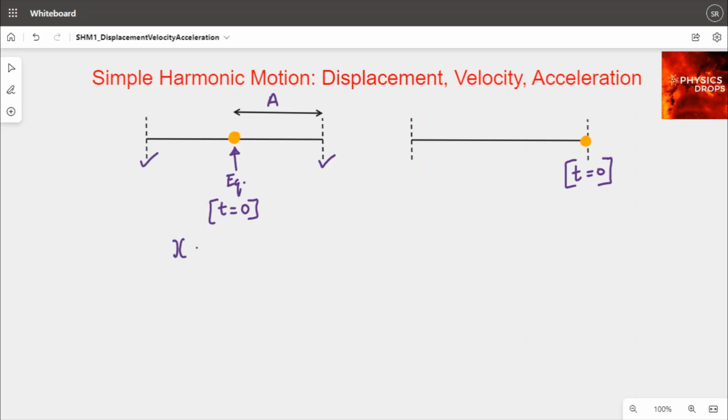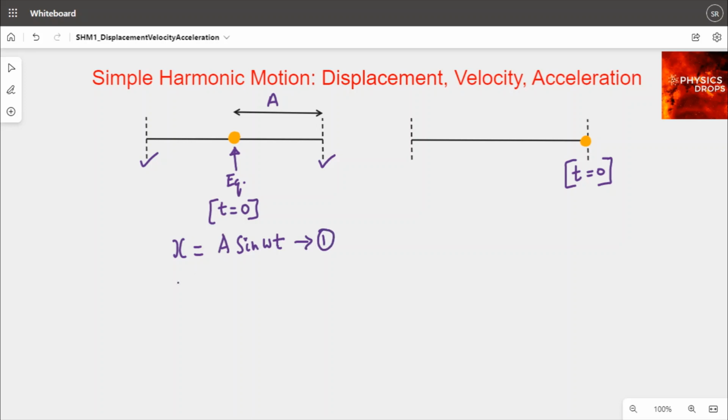The displacement for this object can be written as x = a sin ωt. If we plug in t equal to 0 here, we see that sin 0 becomes 0 and displacement is 0, which matches with our position. That means it's starting at the equilibrium position where displacement is 0. Let's call this equation 1.